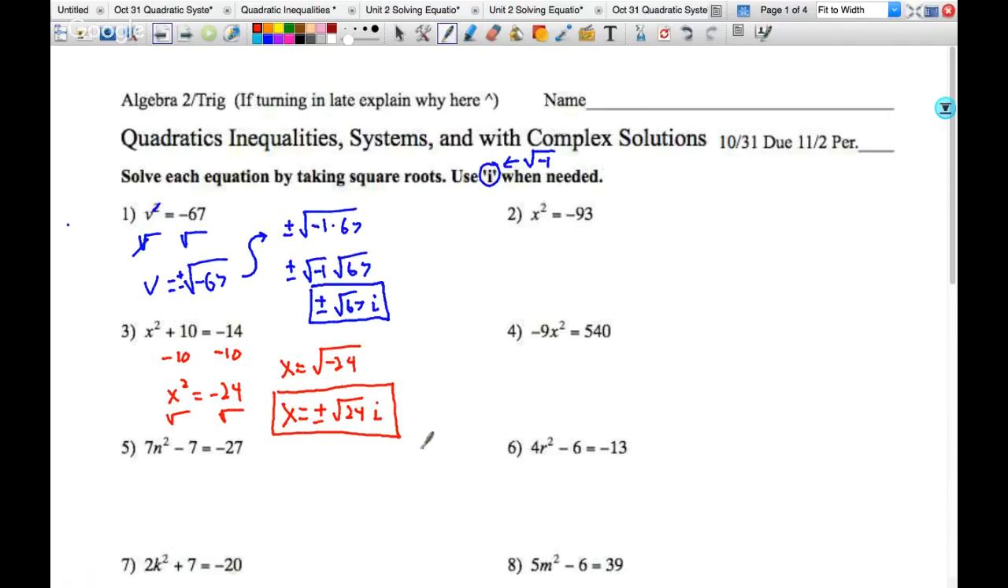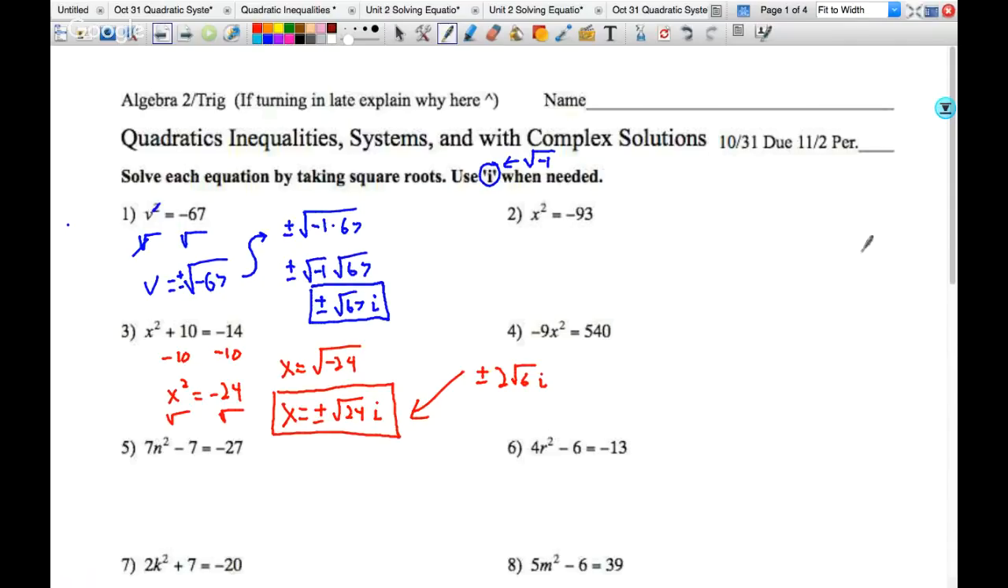In the answer key, you might see this a little bit different. They factored a 4 out of this, and the square root of 4 is 2. So you'll see plus or minus 2 root 6 i. But this is fine for right now. So just go with this.